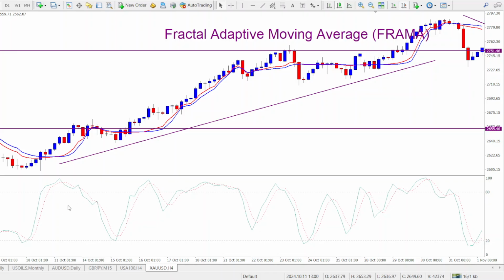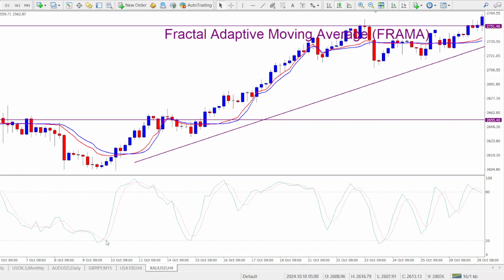Now, when we are using stochastics for confirmation, all you have to do is watch out for the crossovers and the direction of the stochastics line. So when we had a buy signal here, we can see that around this point, the stochastic was in overbought territory. That would have meant we should have waited.